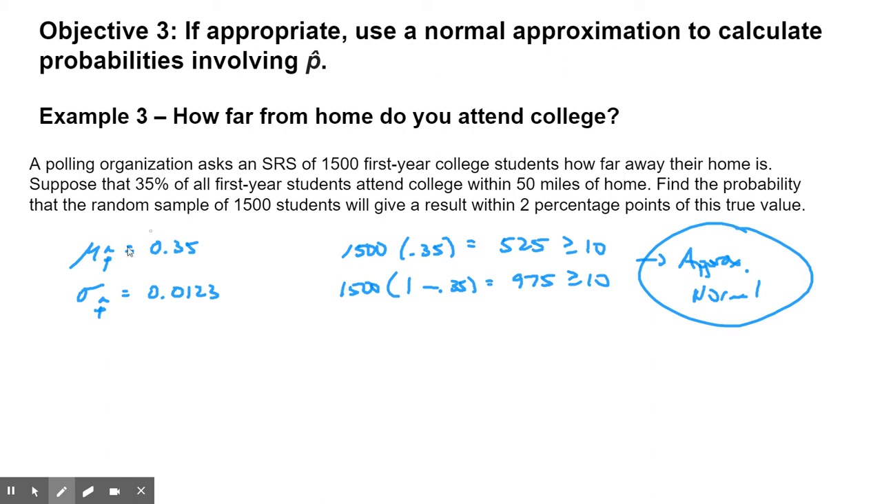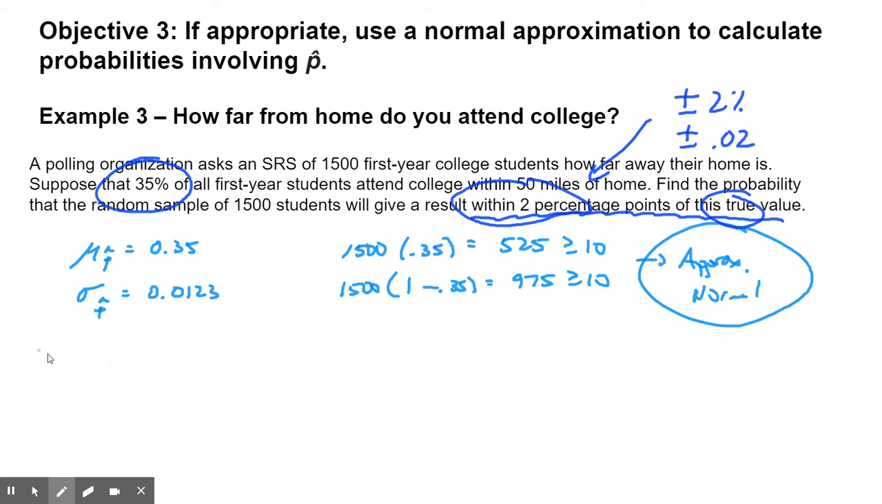So now we need to come up with a probability statement. It involves this phrase right here, within 2 percentage points of this true value. When you see within 2 percentage points, you should be thinking, and I'm going to do it up here, plus or minus 2%, which is plus or minus 0.02 in proportion talk. So if you look at this true value, we're looking at 0.35.